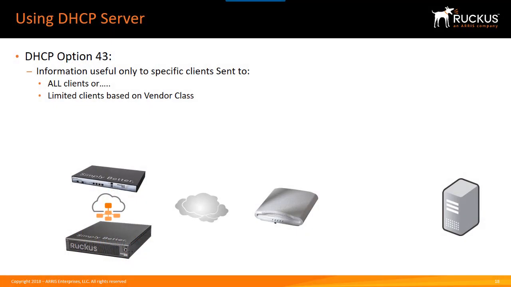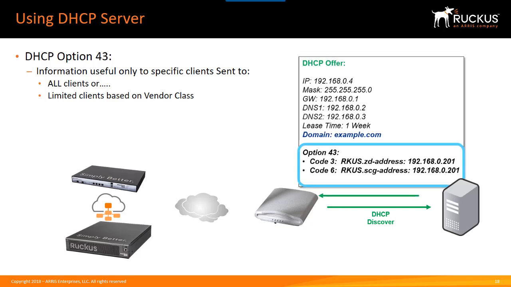So for those DHCP admins out there, we can actually provide the SmartZone controller address through the DHCP using option 43, which is the customer specific option. So basically, the AP will send out the DHCP discover. The server will send back a response, and in it, it will have option 43. And specific for the SmartZone network controller, it'll be code 6, and that code will include the IP address of the controller. When that gets returned to the access point, it will then go out and look for that controller.